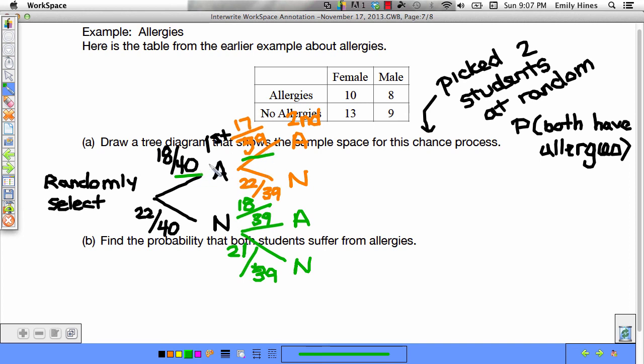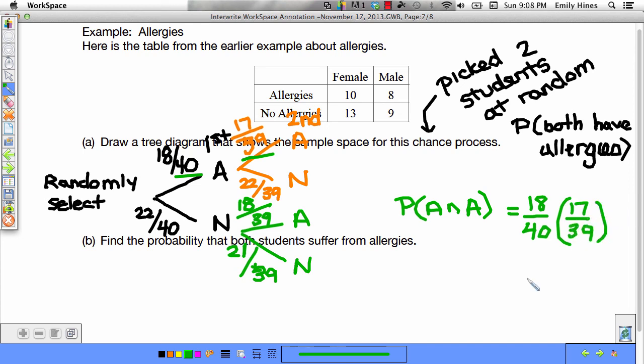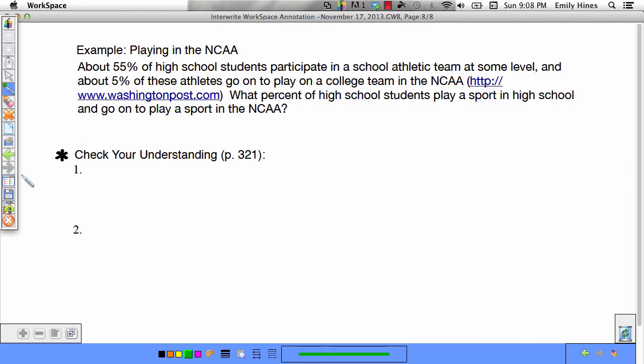That right there tells me that this is not an independent process, because my overall number is going down as well. So I want the probability that both suffer from allergies, the probability of allergies and allergies. I just follow the trail: 18 out of 40 times 17 out of 39, which is 0.196.